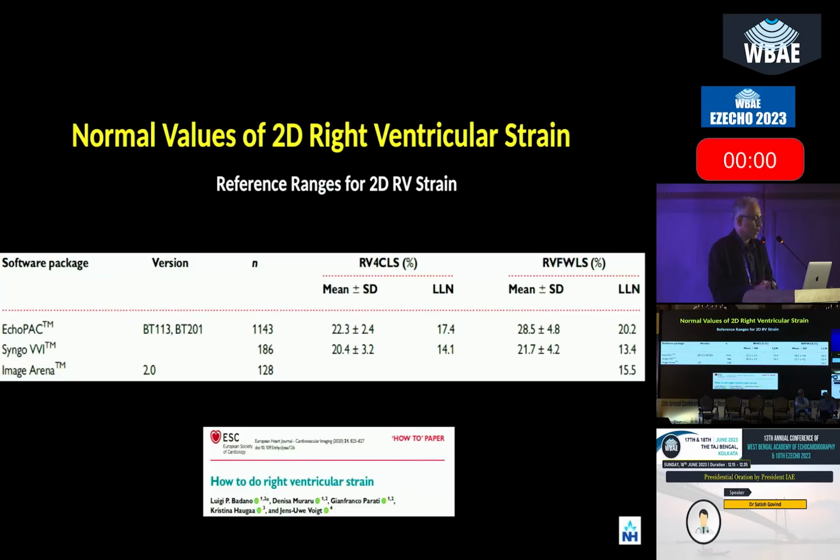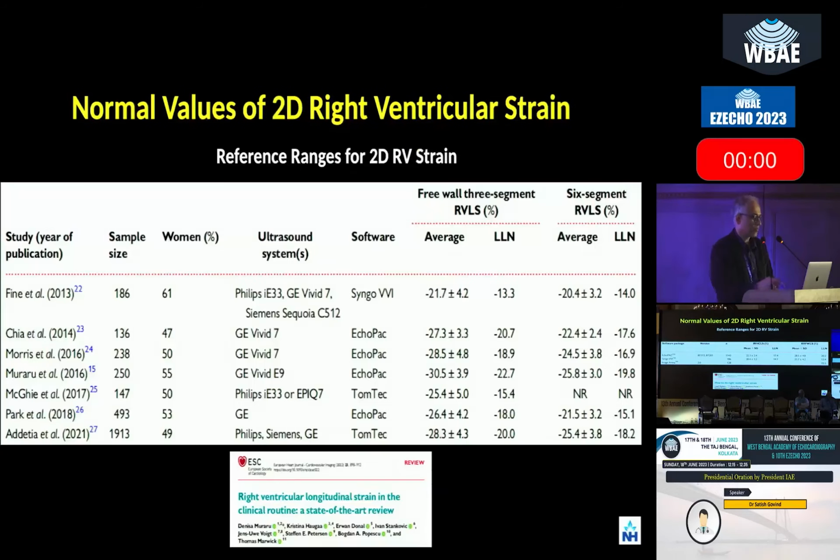It's a short one, and they've looked at the EchoPac, that is a GE, and then you have the Siemens, that is the velocity vector imaging, and then the TomTec. So you have the RV 4-chamber strain, and then the free wall strain, and then looking at the lowest number over there, that is where the variation is. When you look at the mean, not much variation, both the 4-chamber as well as the free wall, but the lowest number varies quite a bit.